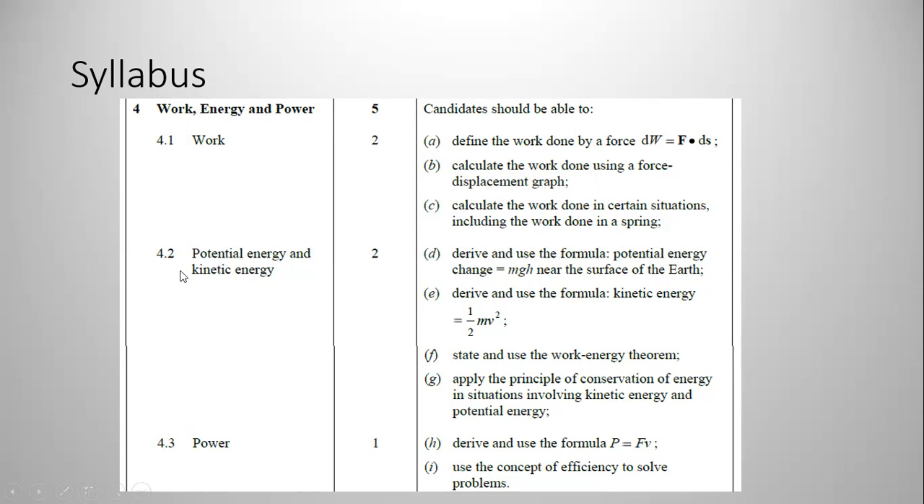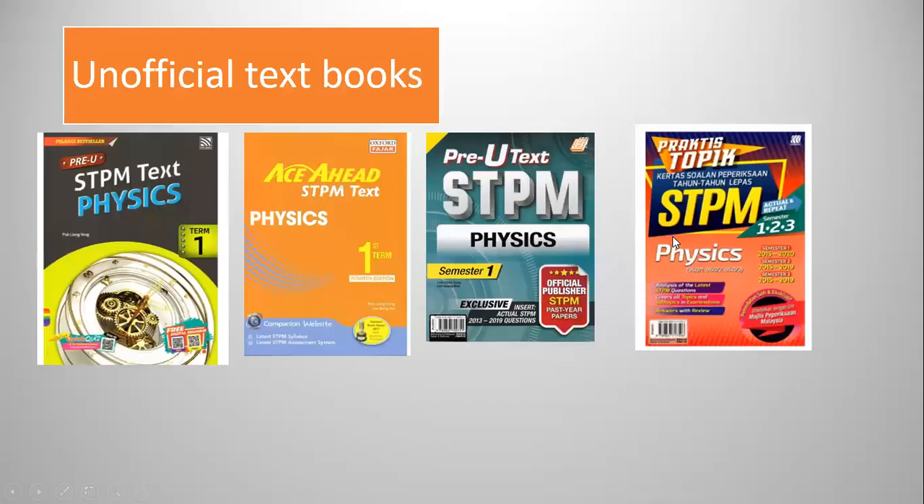Right? So under 4.2, potential energy and kinetic energy: derive and use a formula for potential energy near the Earth's surface. Derive and use the formula for kinetic energy, half mv squared. State and use the work-energy theorem. Right? We will probably stop right here. Okay, let us make a start.